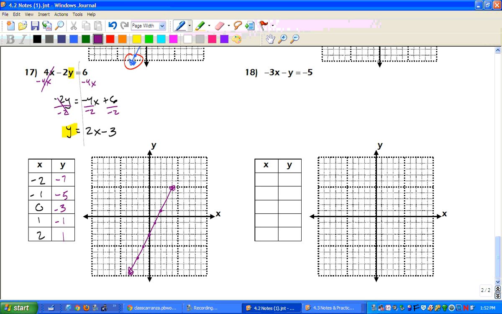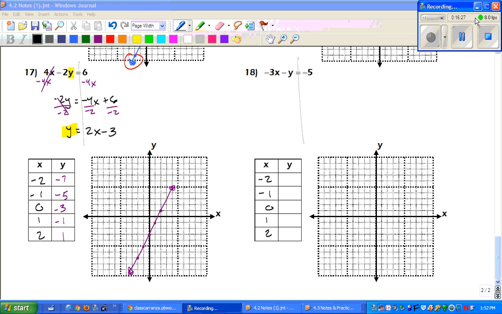Okay. Let's go ahead and do number 18. So you guys are in charge of solving for y and plugging in. I will check in with you after that. So go ahead and pause the video. Let's see what you get.